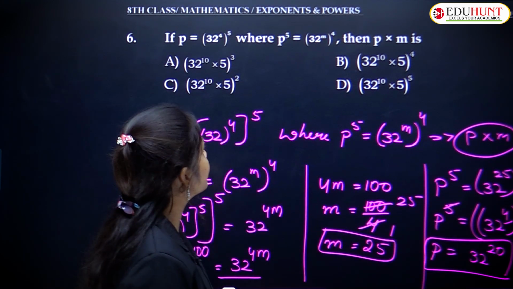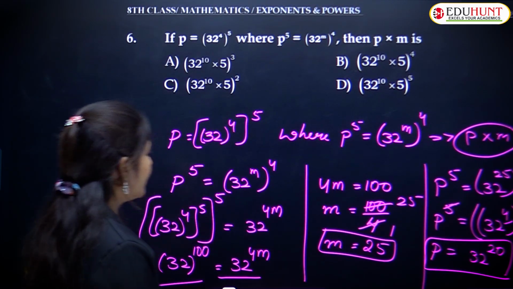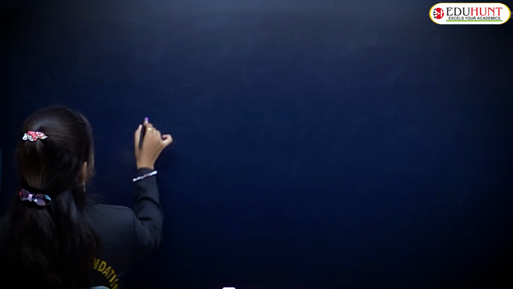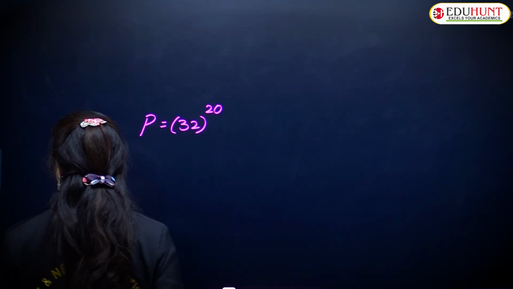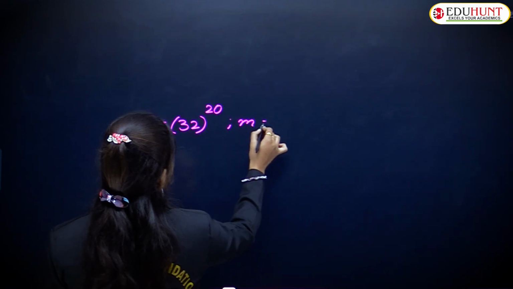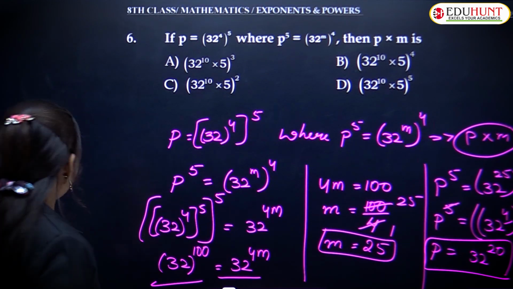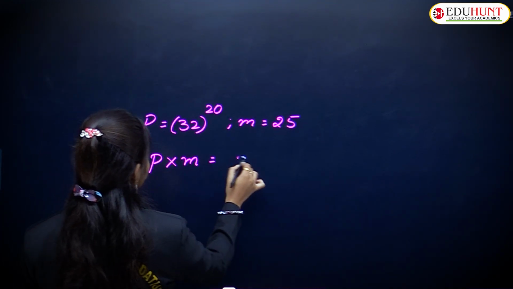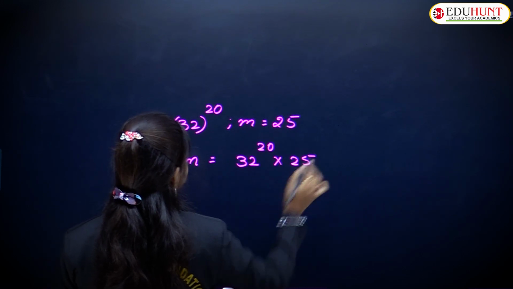Now what are they asking here? They are asking for the value of P into m. So from this, P is equal to 32 power 20, and in the same way m is equal to 25. Now what are they asking? P into m. So P into m is equal to 32 power 20 into 25.